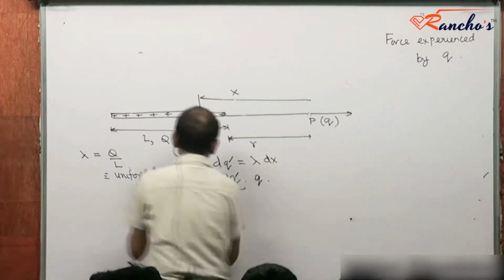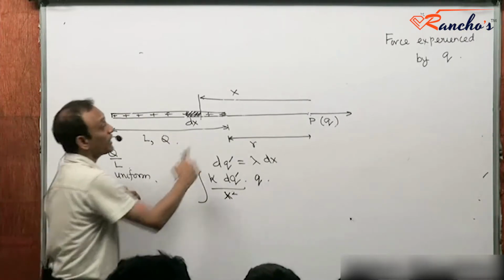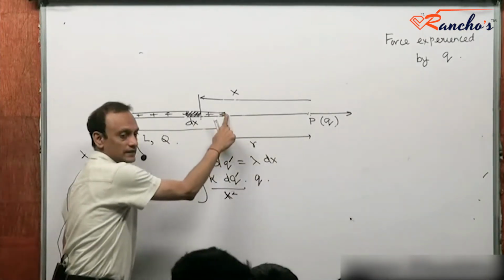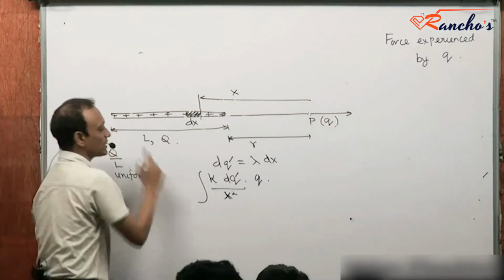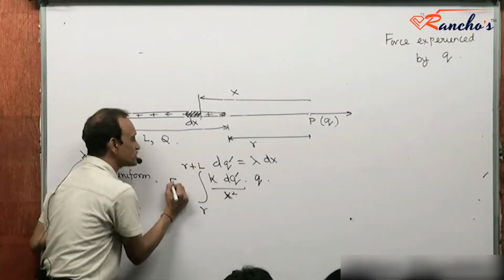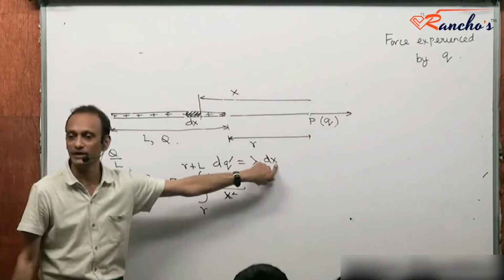The total force would be the sum of all of this, where x runs from R to R plus L. For this end, x will be R, and for this end, x would be L plus R. x runs from R to R plus L. That's the total force experienced, where dq prime I can replace by lambda into dx.